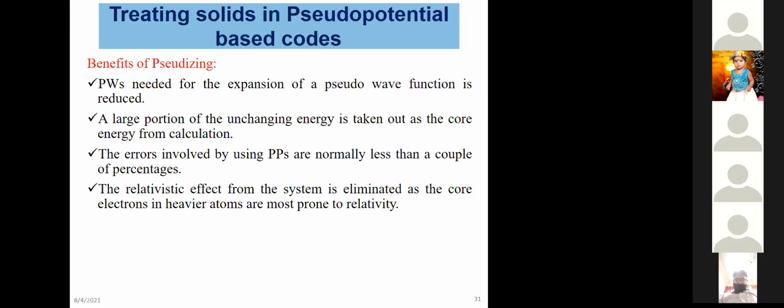and also the relativistic effect will be easier to handle, because our core electrons are nearest to the nucleus, so they have a stronger interaction, and the relativistic effect will be heavier on the core electrons. So if you eliminate those core electrons from our computation, the remaining are the valence electrons, and that will be easier to solve in a relativistic approach.